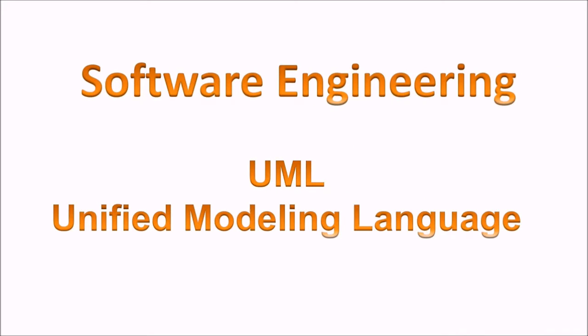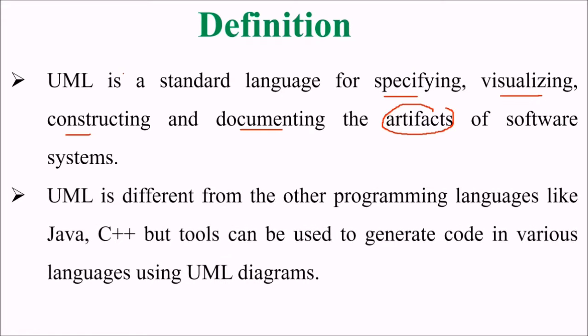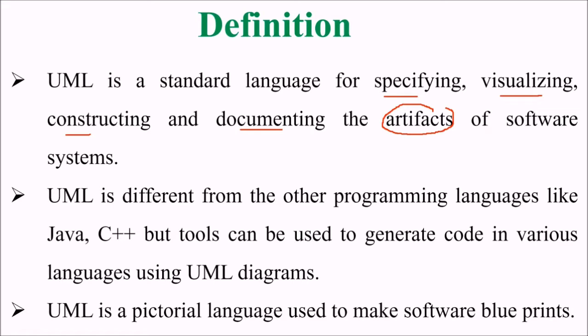We are discussing the UML, that is the Unified Modeling Language in software engineering. So, what is UML? UML is a standard language for specifying, visualizing, constructing, and documenting the artifacts of software system. UML is different from programming languages like Java, C++, but tools can be used to generate code in various languages using UML diagrams.